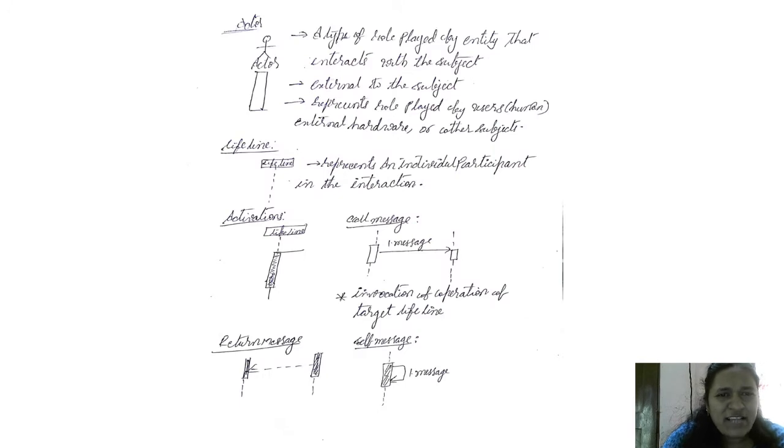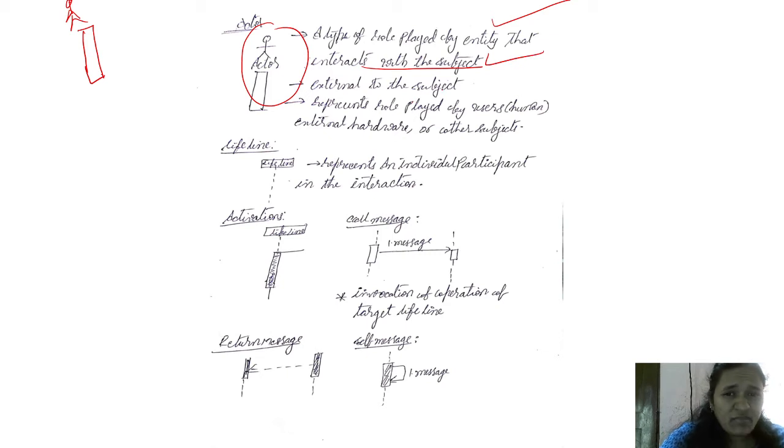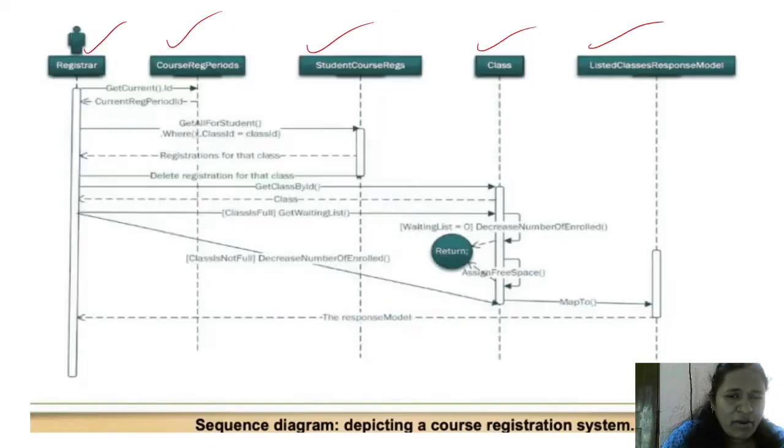What are the actors actually? Actors means we represent like this. This is an actor, right? A type of role played by an entity that interacts with the subject, external to the subject. It represents a role played by a user, either human or external hardware or other subjects. Anything can come in the actor, right?